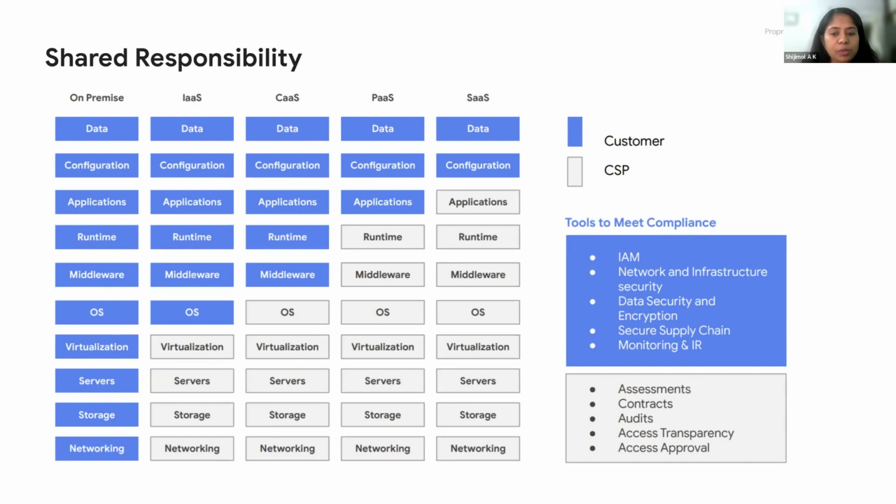So the customer is supposed to make sure that in an on-premise environment, the entire solution is protected, right? So from end to end, all the different tools for measuring compliance, such as IAM, network, infrastructure security, data security, encryption, supply chain security, all that has to be done by the customer, right?